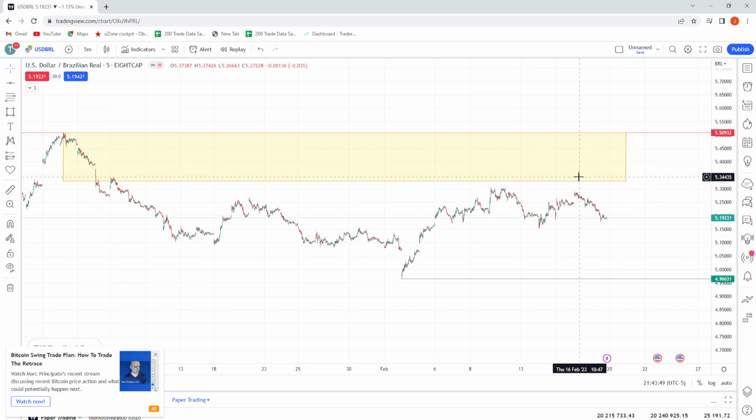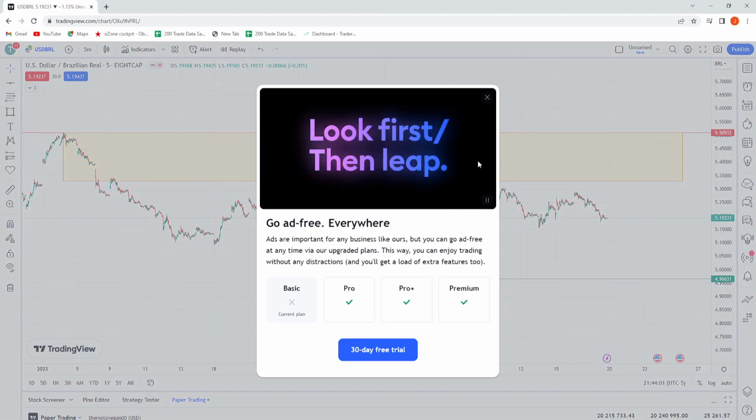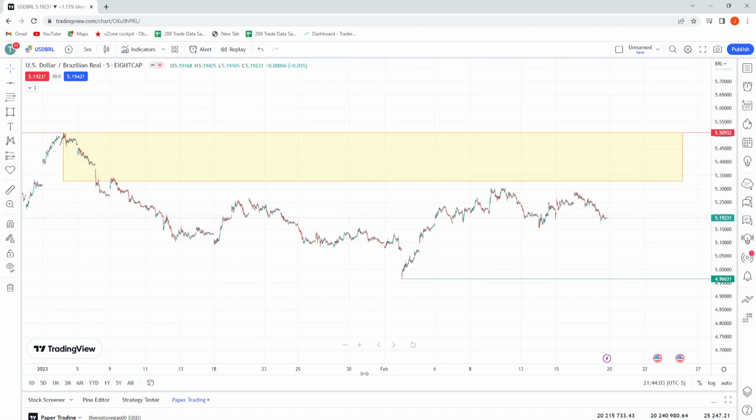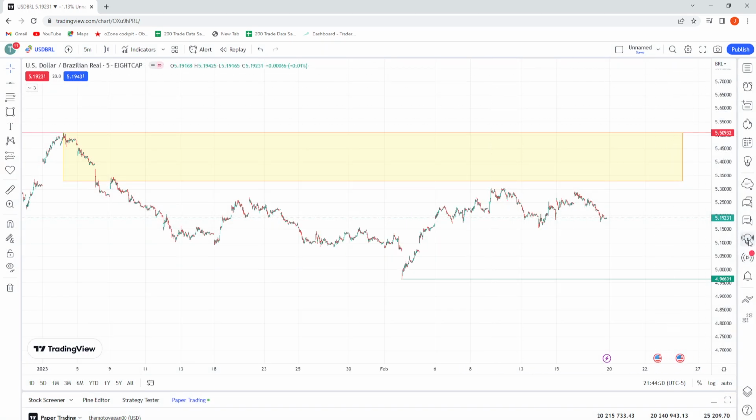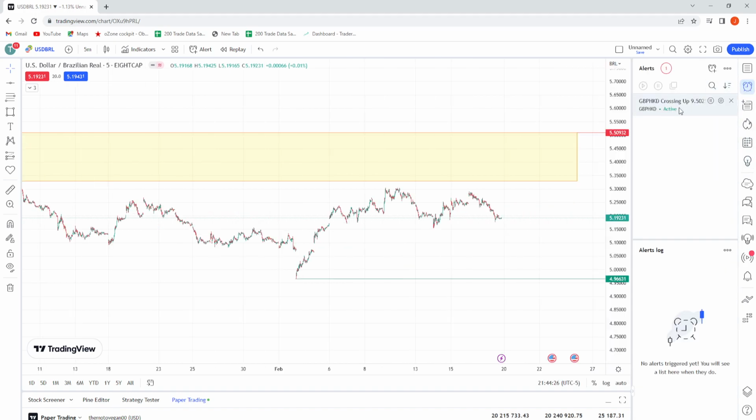I wouldn't even be looking for a short here. I'd be waiting for price to get somewhere in here. I think I already have because this is a free TradingView, not my paid one, where I can go down, as you can tell here. I have a basic plan. I don't have this where I can have multiple alerts set, but let's try it because I think I already have one. Yeah, I already have one set up. So that's active.